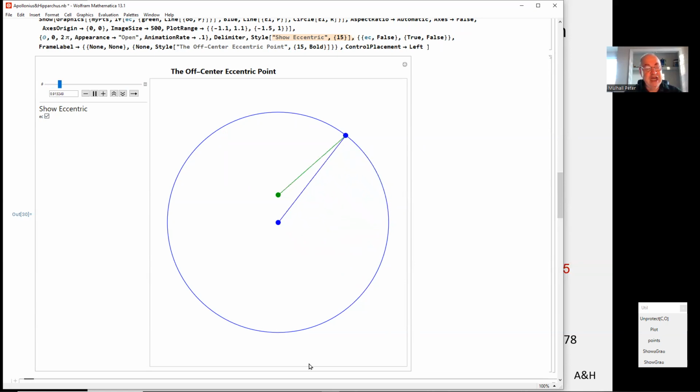Of course, Hipparchus was not prepared to think about that. That was not in his mental furniture. He was working exclusively with circles, but he actually came up very nicely with the answer of an elliptical path from that point of view of that off center.